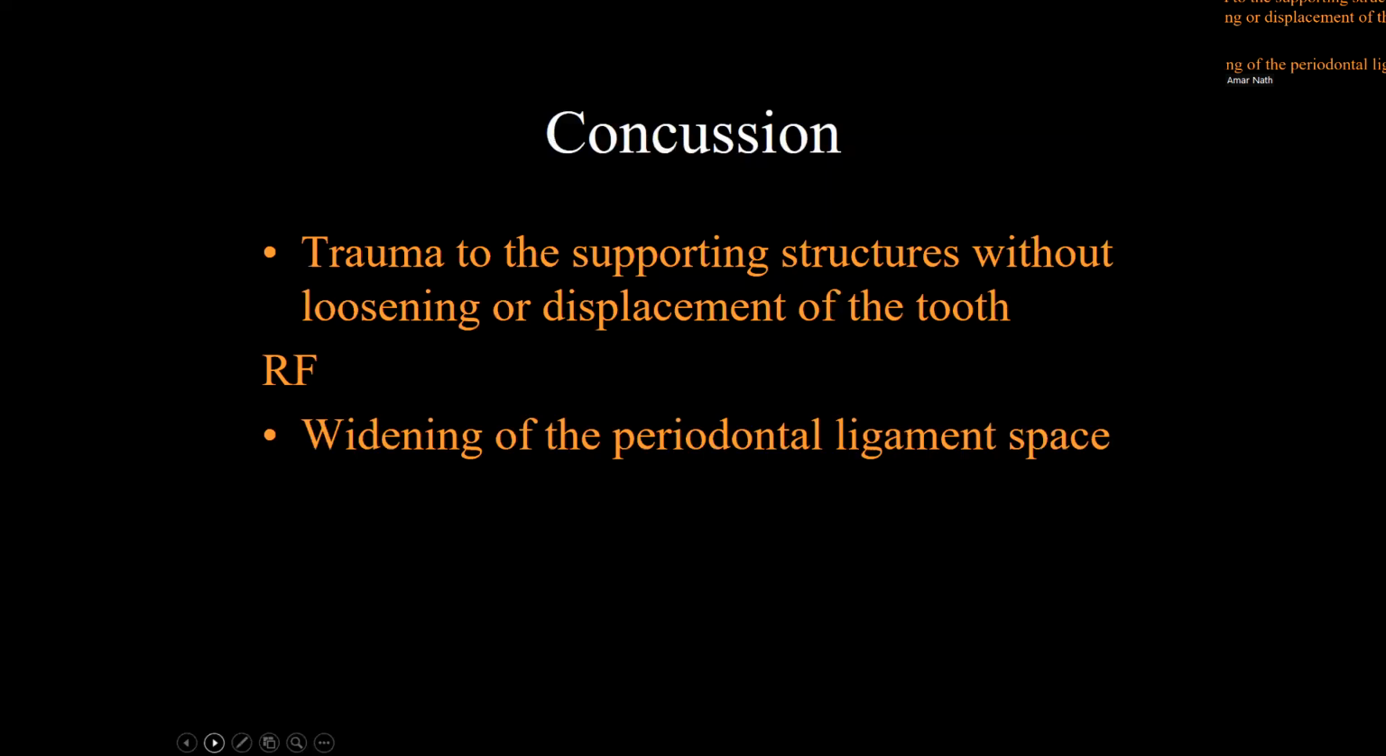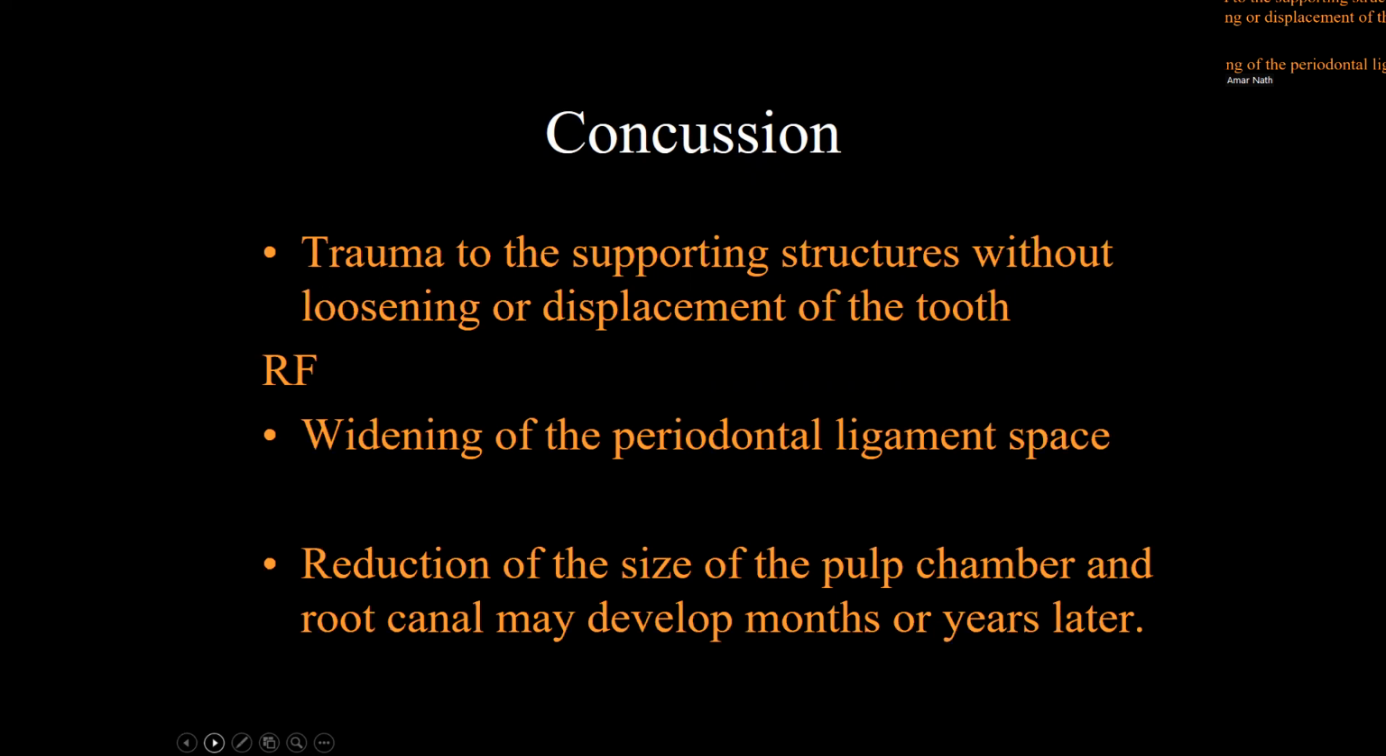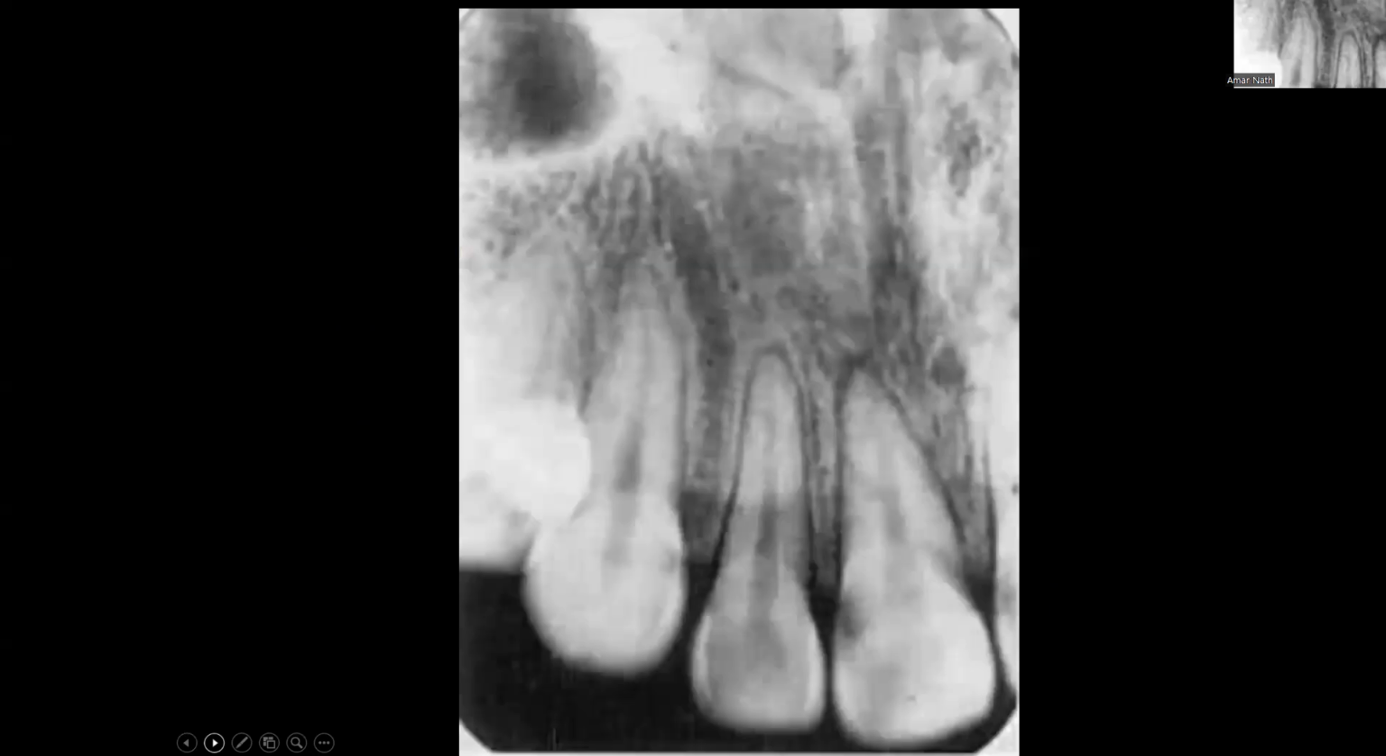The main radiological feature is widening of the periodontal ligament space. Reduction of the size of the pulp chamber and root canal may develop months or years later. Here you can see the widening of the periodontal ligament space in this lateral incisor seen over here. This is due to concussion.